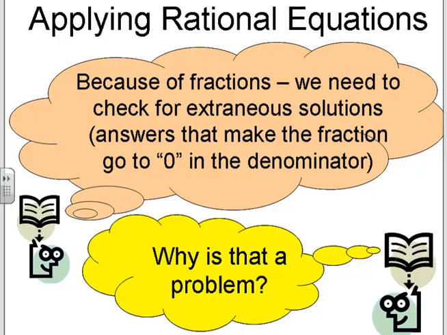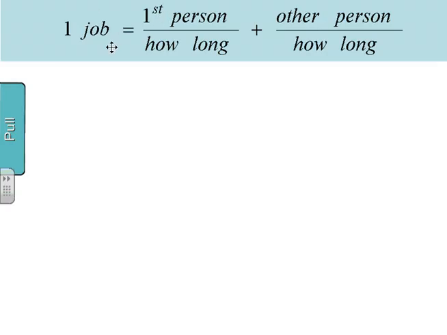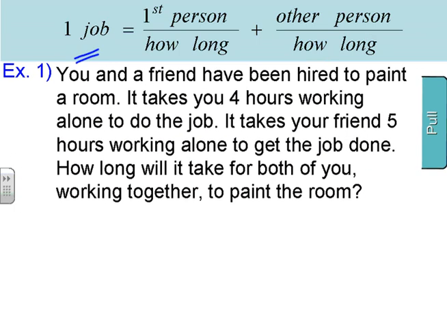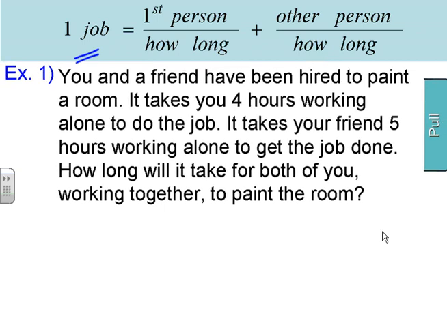Now, it's really simple when we work with work problems. It kind of sets itself up this way. We'll have one job, and that one job will consist of two different people's rates. The first person, how long it takes them, and the second person, how long it takes them. Now, by this one example, I'll explain how we would set that up. It says you and a friend have been hired to paint a room. It takes you 4 hours working alone to do the job. It takes your friend 5 hours working alone to get the job done. How long will it take for both of you working together?